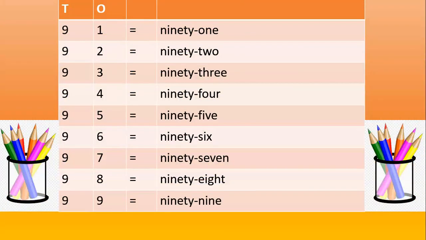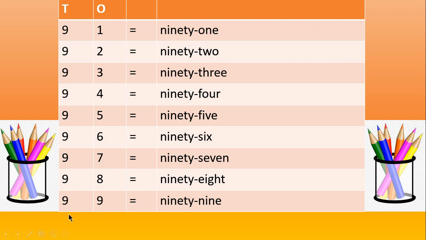Now let's start from 91. NINETY 90, ONE 1, 91. Same, 92, 93, 94, 95, 96, 97, 98, 99. Can you see that these all are two-digit numbers? So we are going to write them under ones and tens.